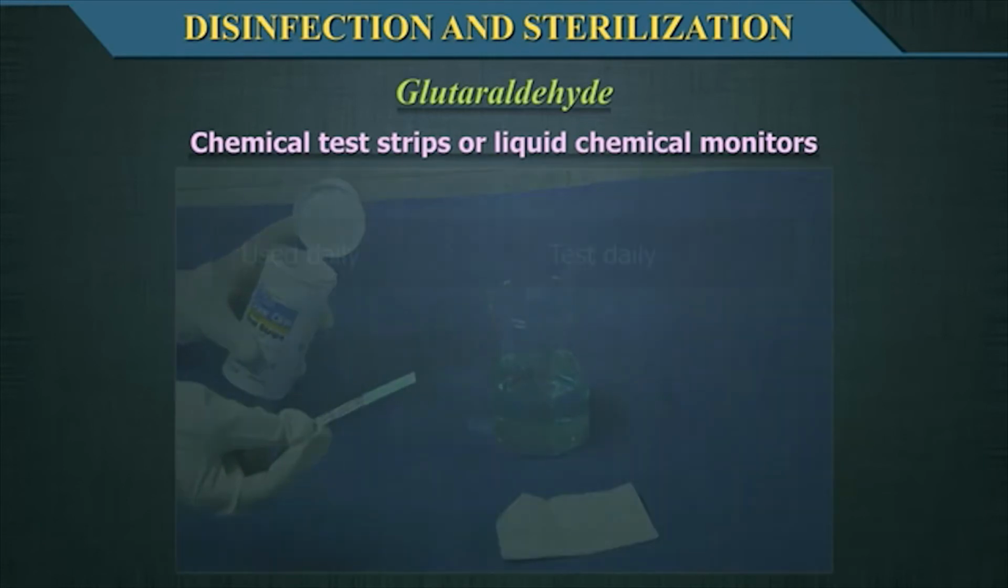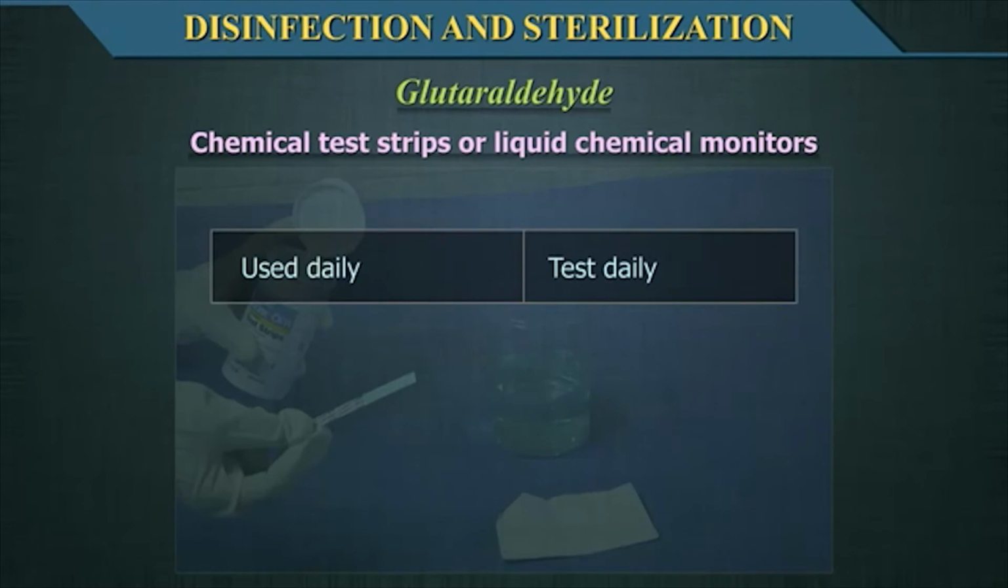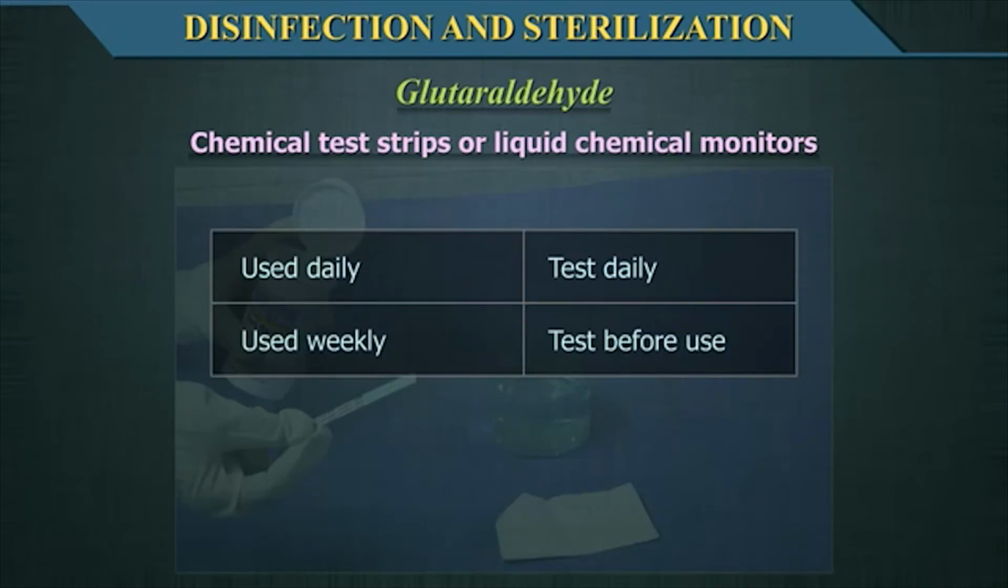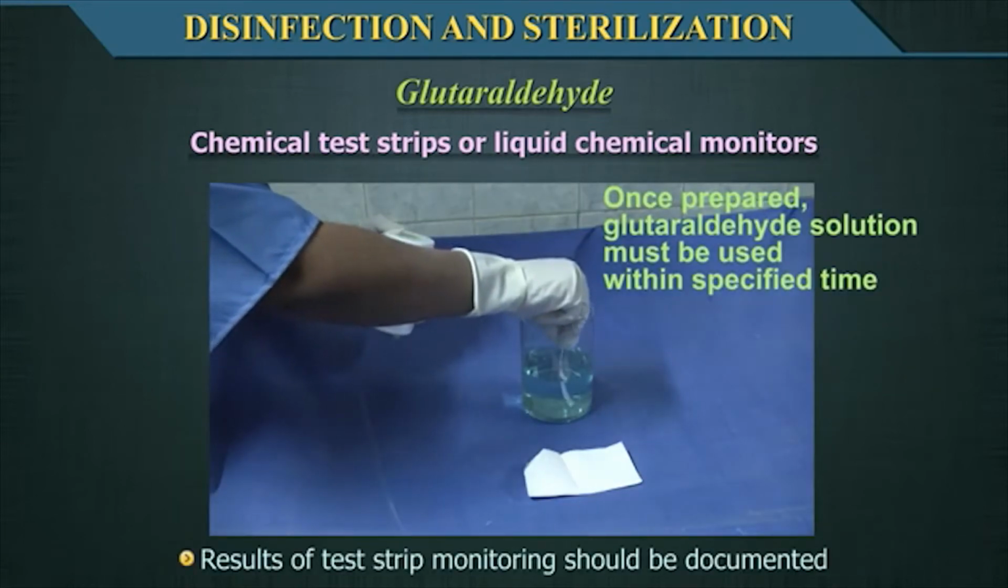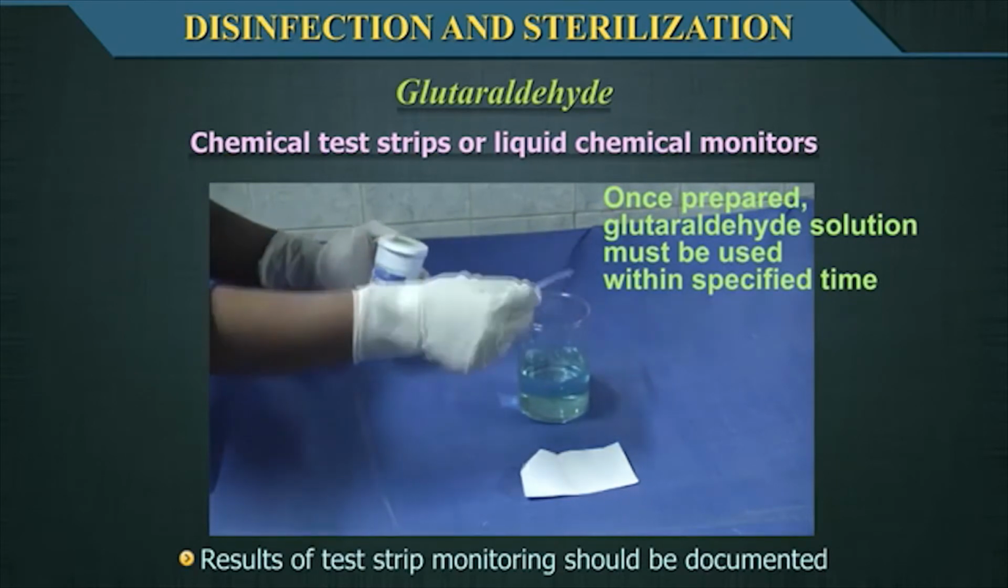For example, if used daily, test daily. Used weekly, test before use. Used 30 times per day, test each 10th use. But the strips should not be used to extend the use life beyond the expiration date. The result of test strip monitoring should be documented.